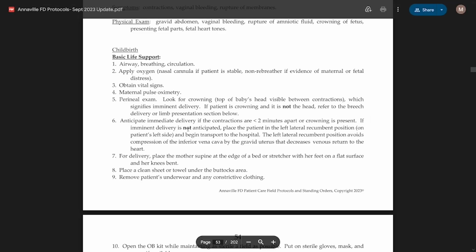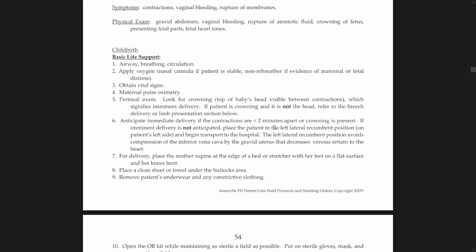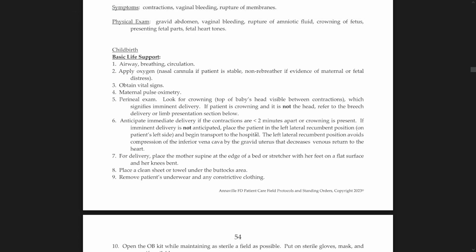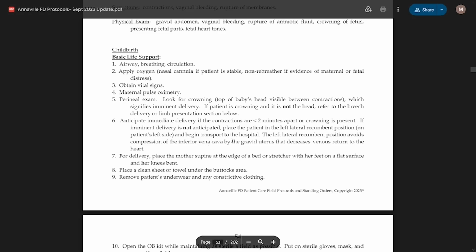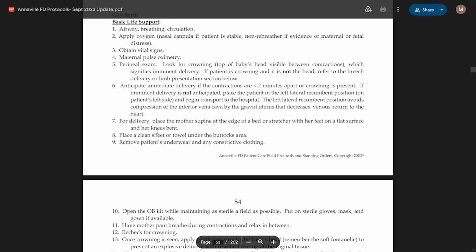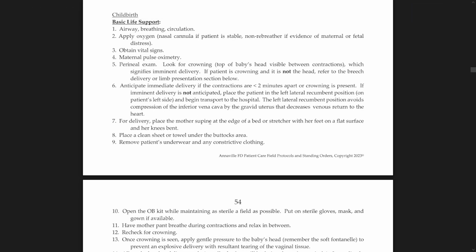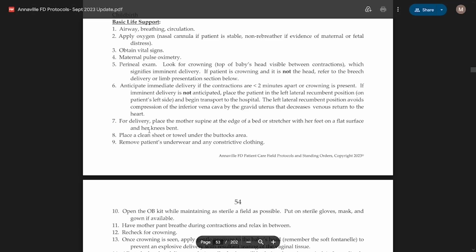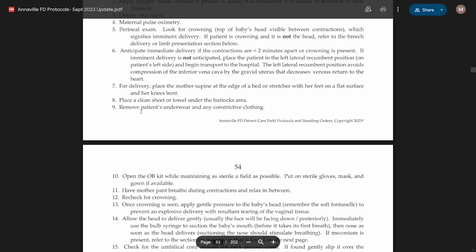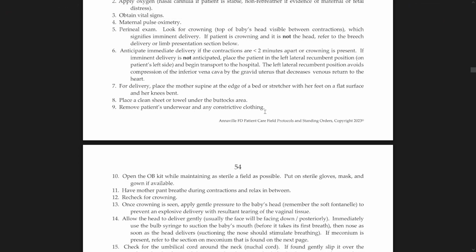If imminent delivery is not anticipated, place the patient in the left lateral recumbent position on the patient's left side and begin transporting the patient to the hospital. The left lateral recumbent position avoids compression of the inferior vena cava by the gravid uterus that decreases venous return to the heart. For delivery, place the mother supine at the edge of the bed or the stretcher with her feet on a flat surface and her knees bent. Place a clean sheet or towel under the buttocks area. Remove the patient's underwear and any constrictive clothing.